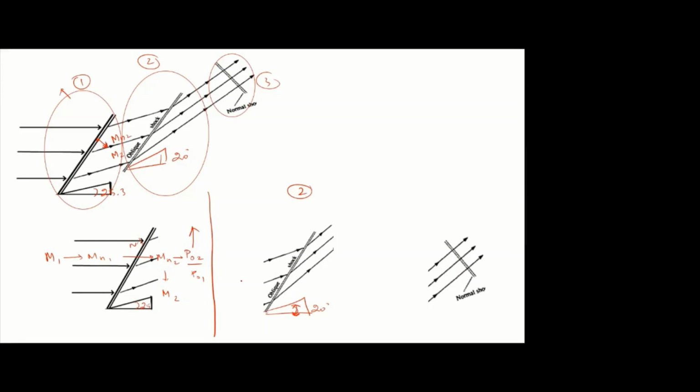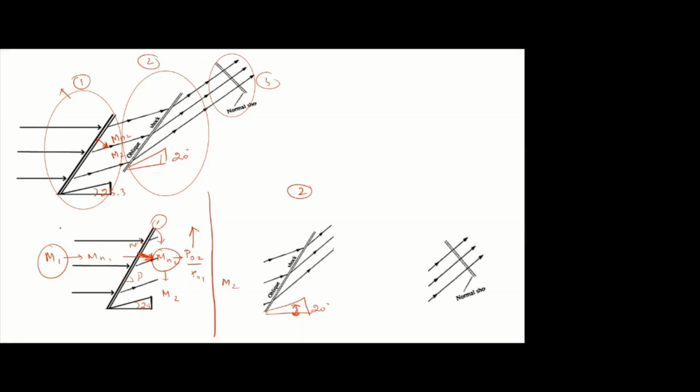Which is known here, Mn2 or M2? M2, sir. This Mn2 is for this shock. From M1 and this theta and corresponding beta, we are finding this Mn1 and Mn2, right? So this is over. This Mn2 is for this shock.